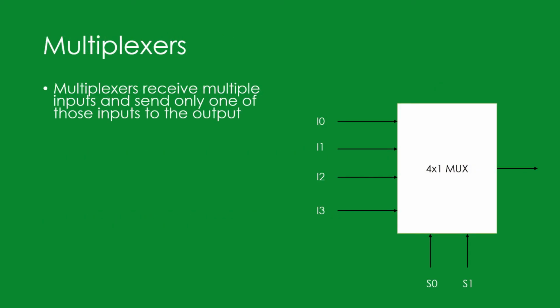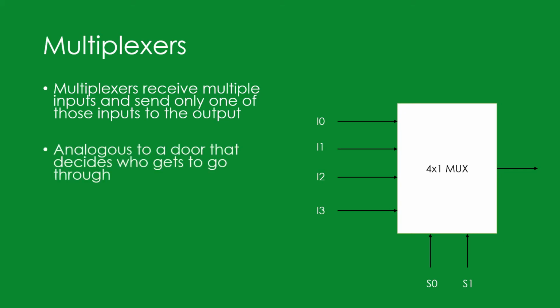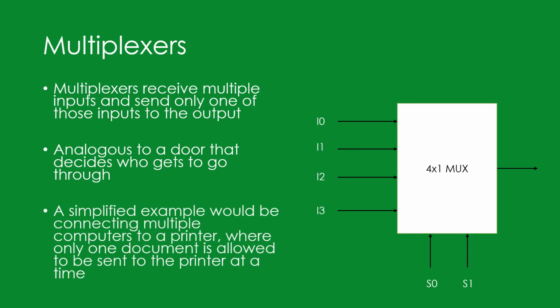Multiplexers receive multiple different logical inputs, but only one is sent to the final output. Think about it like a bouncer at a door who decides who goes through the door at a time. Another example would be multiple computers connected to a printer. The printer can only print from one computer at a time, otherwise documents could get mixed up, so the MUX helps the printer decide which computer to listen to.